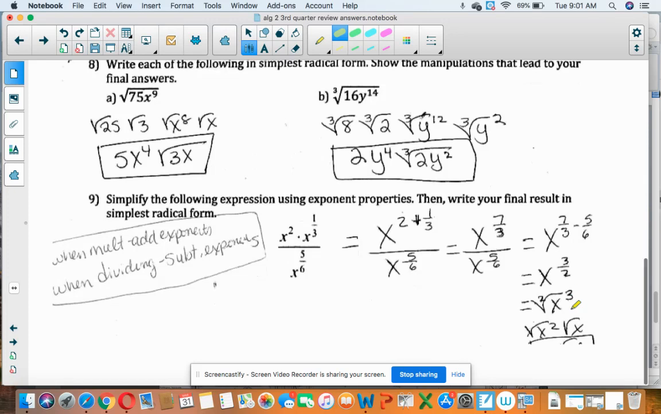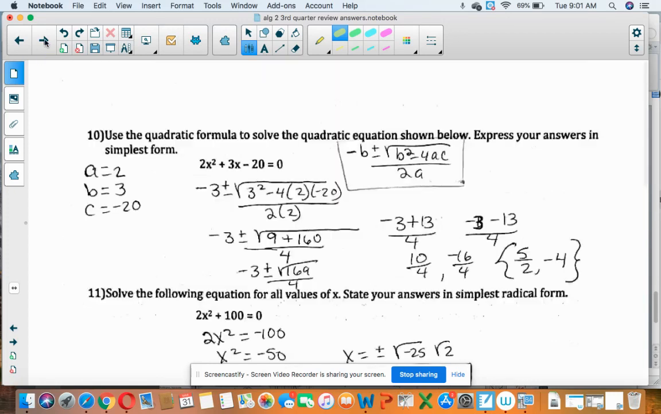And then I do simplify this. It looks like this got cut off down here. So I simplify it to x squared and x. And the square root of x squared is just x. And this will stay radical x. So my answer right here is x radical x. Okay. And next page.